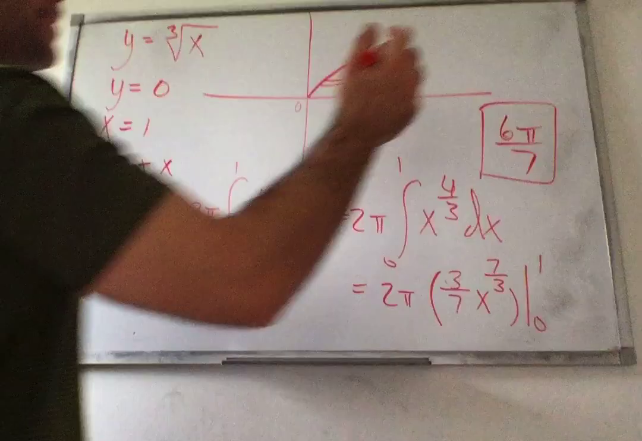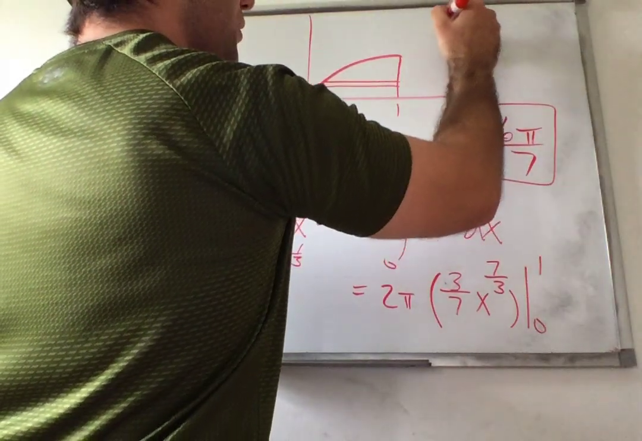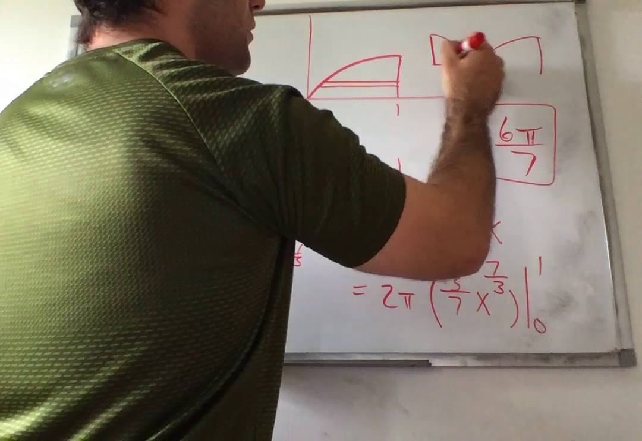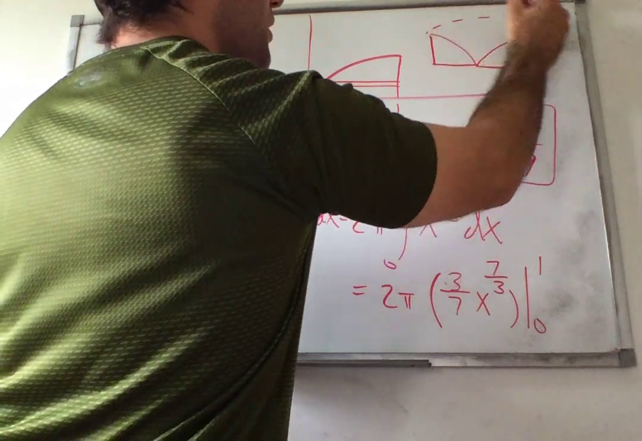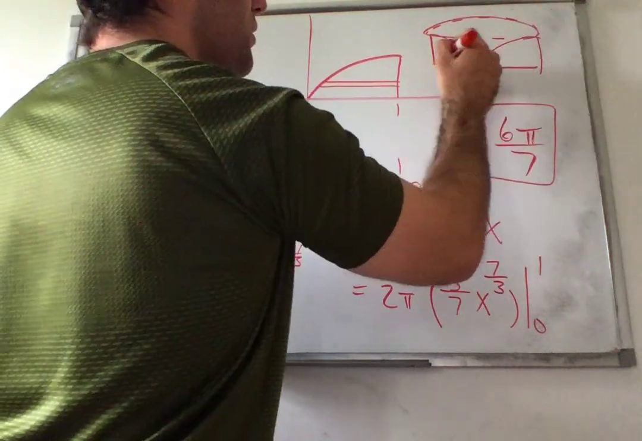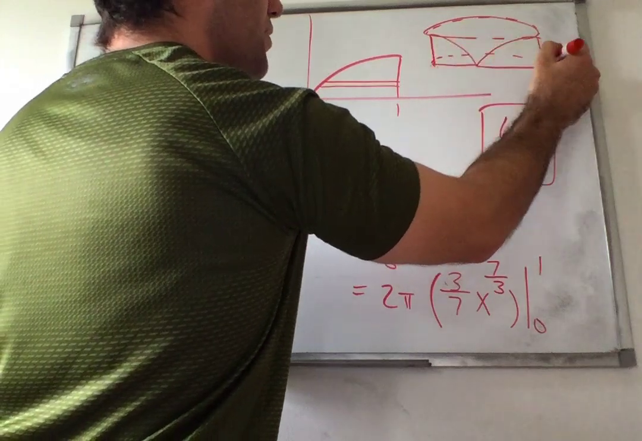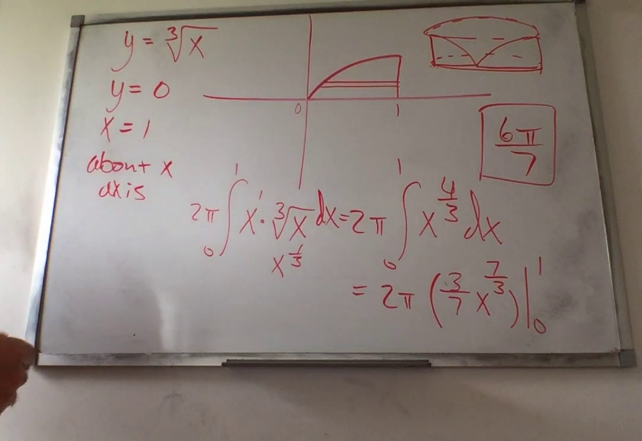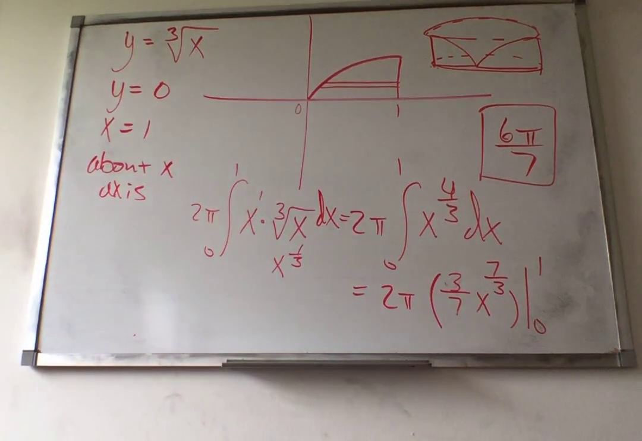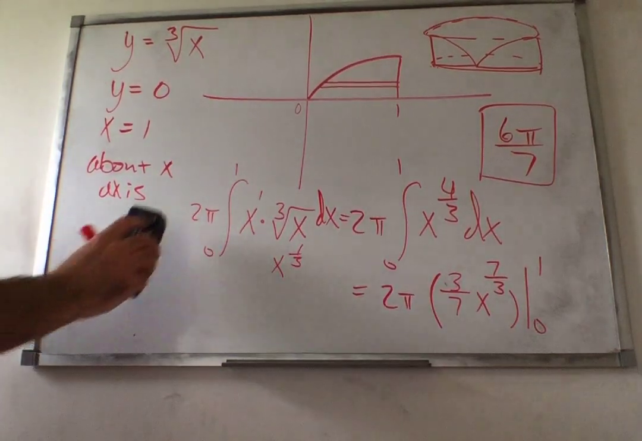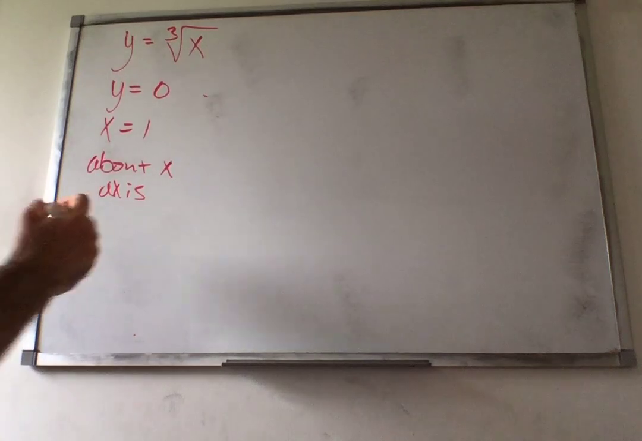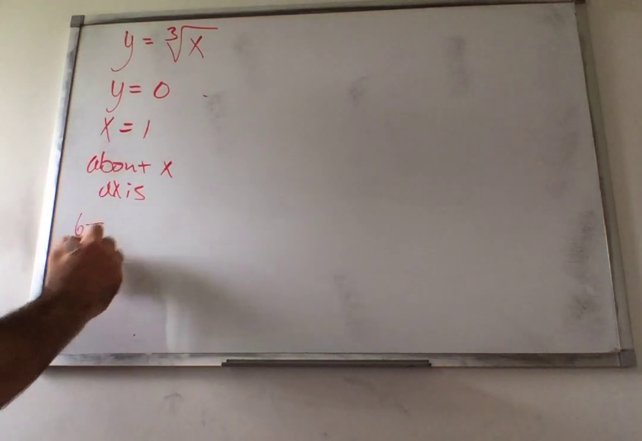If I were to draw this, what this would look like, where, let's see, it comes down to a point, something like that, where up here is circular, and down here it's got a circular base. Something like that. Now, this was doing the shell method. We could have done the disk method. Let's remember our answer was 6 pi over 7.